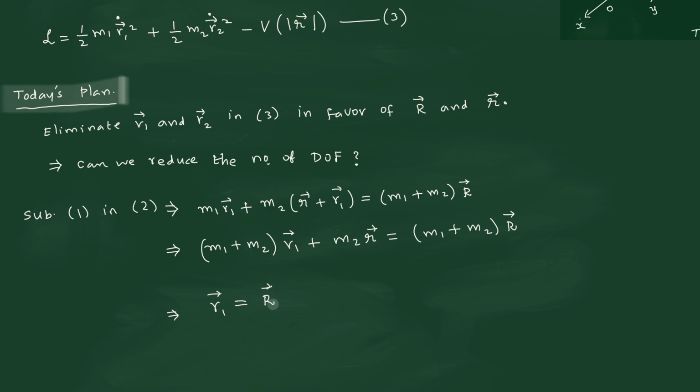Then this is going to the right side, so I'll put a minus. Then this is M2 divided by M1 plus M2. This multiplied by script R. So we will call this as equation number 4.